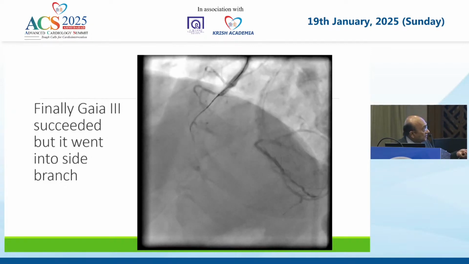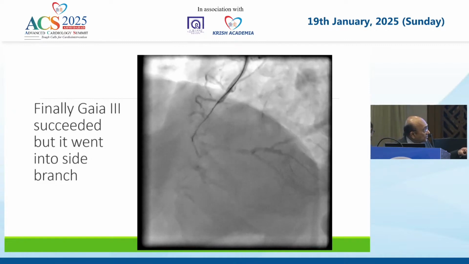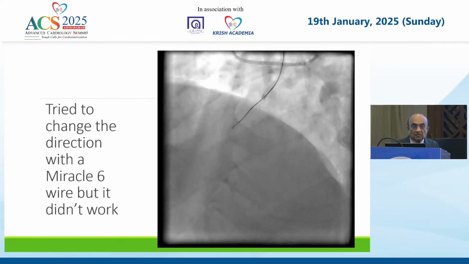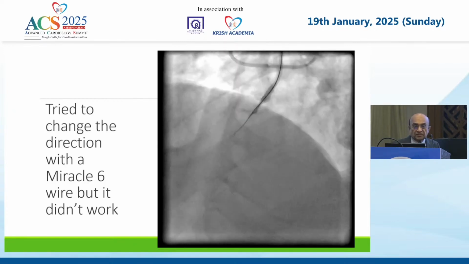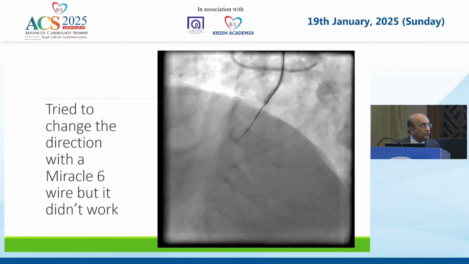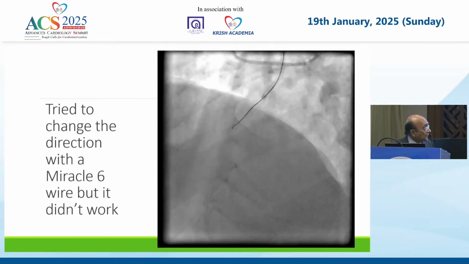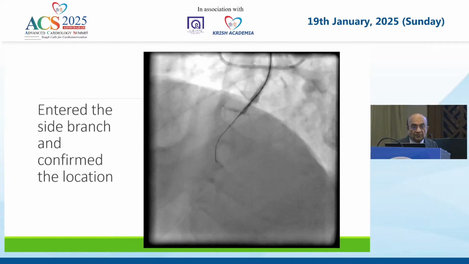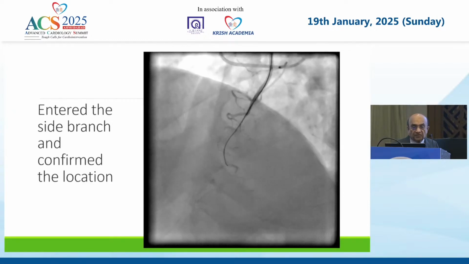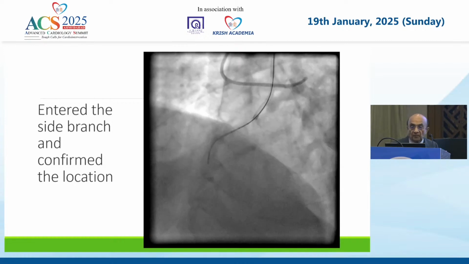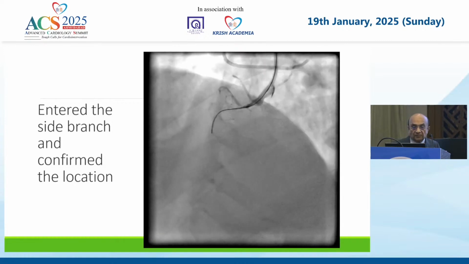Is it seen clearly? That is trying to enter the side branch. This is the side branch. Okay. So I tried to change the direction with a Miracle 6 wire, but it did not happen. So I decided to go into the side branch, confirmed its location. Yes, I am correctly in the side branch, and dilated the side branch.